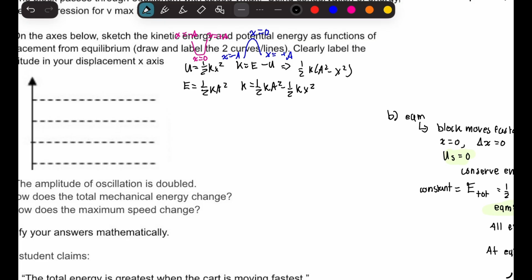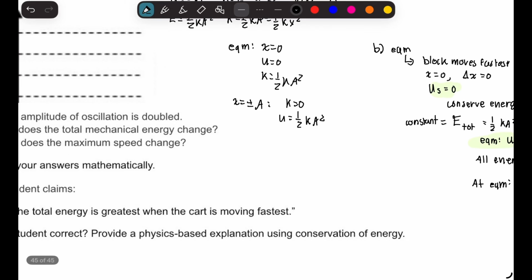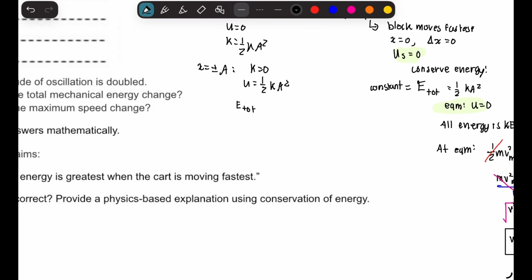Now, what are our labeled points? At equilibrium, x equals 0, so U is equal to 0, so K is equal to 1/2 k A squared. Now at x equals plus or minus A, you have K equal to 0, U equal to 1/2 k A squared, and your total energy is going to be constant. And what's that equal to? It's equal to 1/2 k A squared, and this is going to be a horizontal line on your graph.